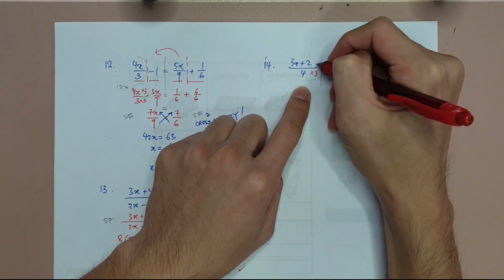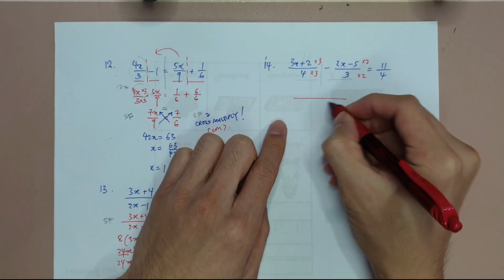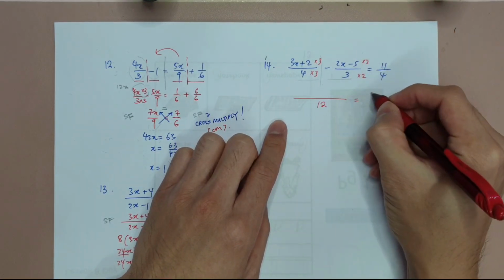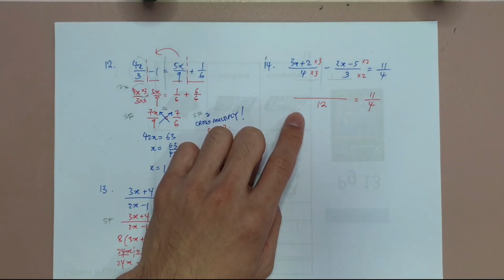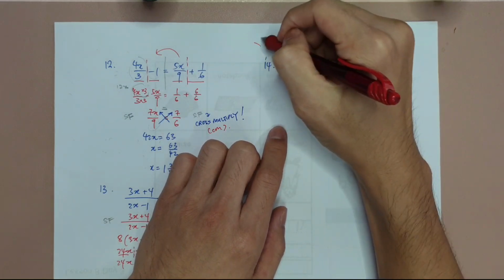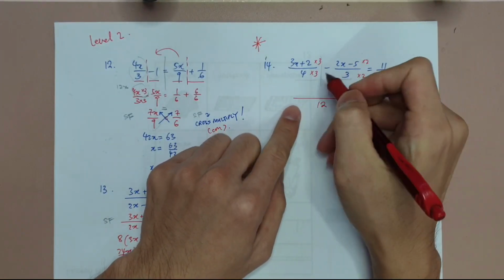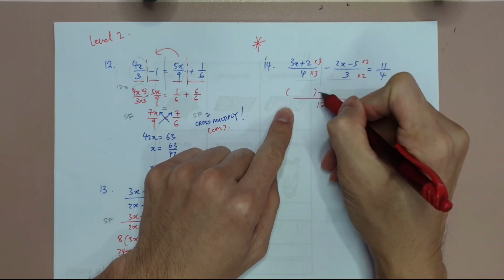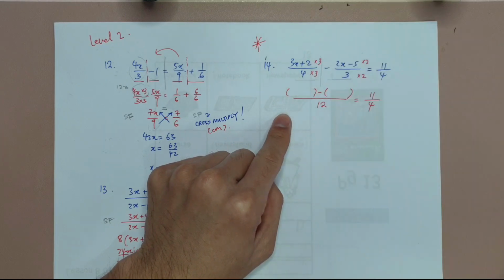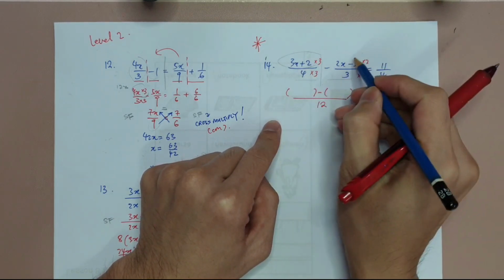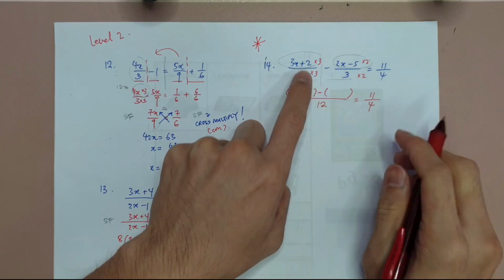So times 3 and times 4, times 3 and times 4, over 12 equals 11 over 4. Everyone, be extra careful. This is level 2 already, you know. So first one minus the second one. To play safe, I always do this. This is my first part. I'm going to circle and show you. This is my second part. Minus in the middle. Extra careful.